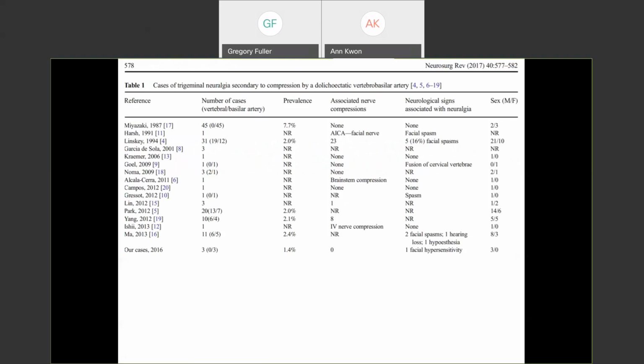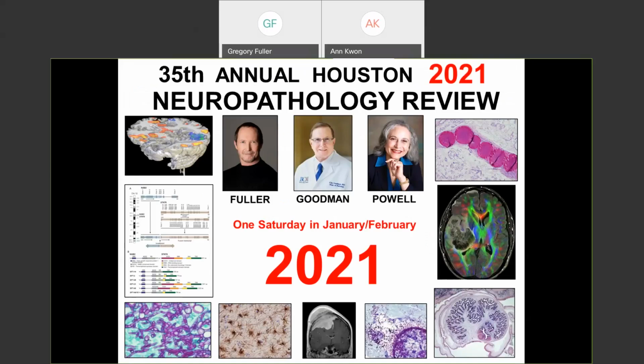Okay, and this is just this review paper from 2017. Look at table number 1. All of these different publications talking about trigeminal neuralgia due to dolichoectatic vertebrobasilar arteries. That's a lot of cases. So this is not a rare thing. This is not a zebra that I'm presenting. Just wanted to point that out. Okay, are we getting warmer?